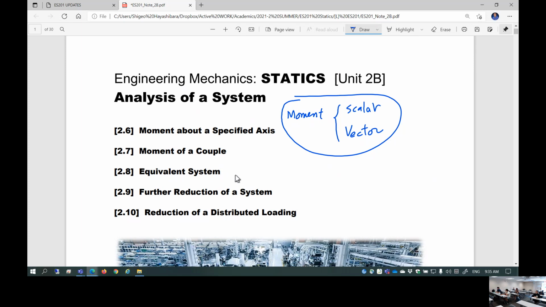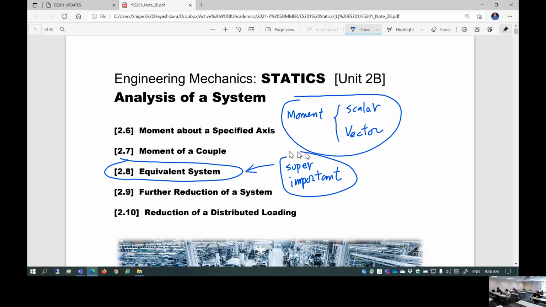Okay, equivalent system. Students usually don't realize it when they take statics, but this is super important. What do you mean by that? I'm teaching aerodynamics 1. Equivalent system is always used for aerodynamics 1. If you don't understand this, you can never pass Air 1.